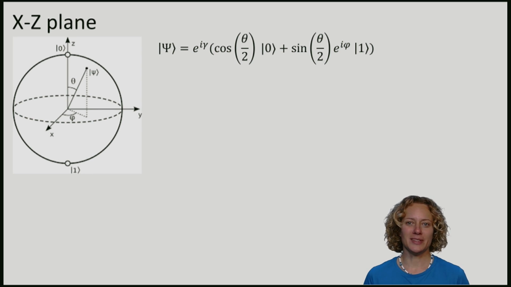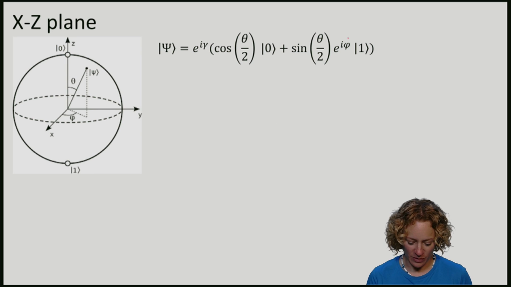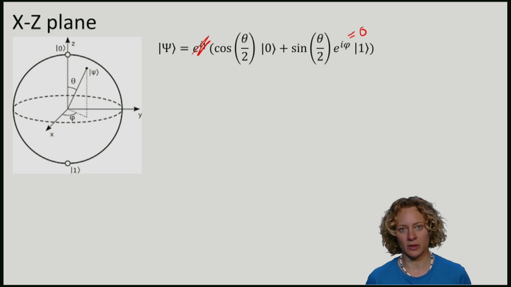If we say that the qubit is in the xz plane, it means that we are precisely in the case where phi is equal to 0, and we again ignore the global phase.